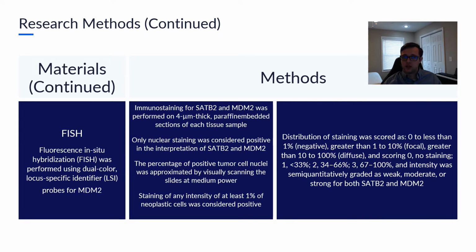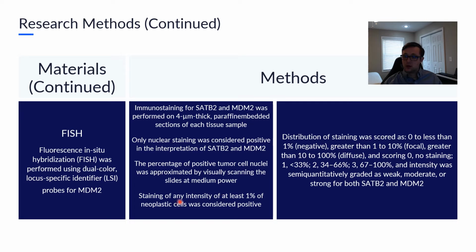For the methodology, we used fluorescence in situ hybridization, also referred to as FISH, to determine if our samples were positive for the SATB2 or MDM2 oncoproteins. I want to draw your attention to the criteria applied for positive IHC results in these samples. Only nuclear staining was considered positive in our interpretation, and the percentage of positive tumor cell nuclei was approximated by visually scanning the slides at medium power.